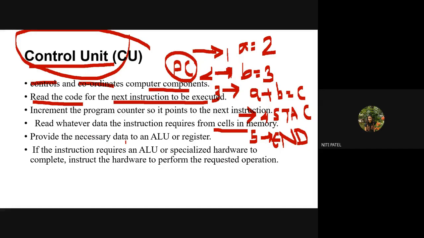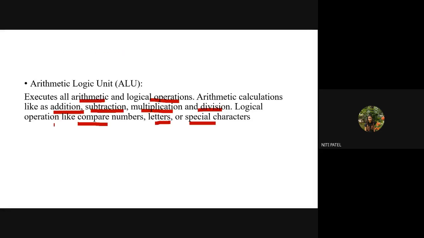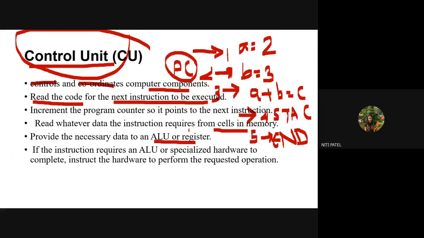It provides the necessary data to the ALU or register. How is it providing the data? As I said, it will take the data from the user and give it to the ALU. After the work of the ALU is done, it will store that data in the register. After the storing is done, it will display the output to the user. So it is controlling the function of the ALU as well as the function of the registers.